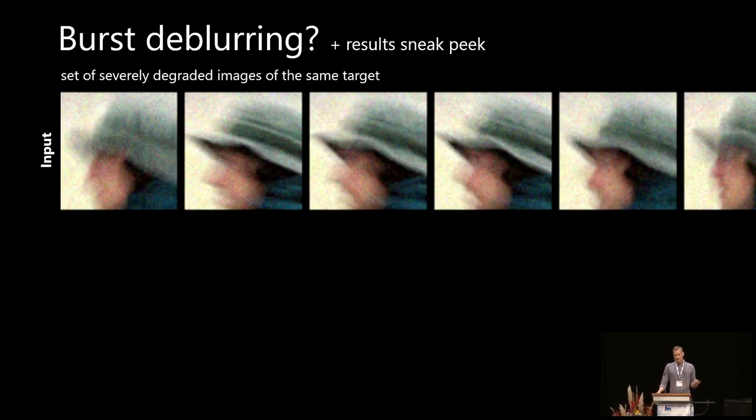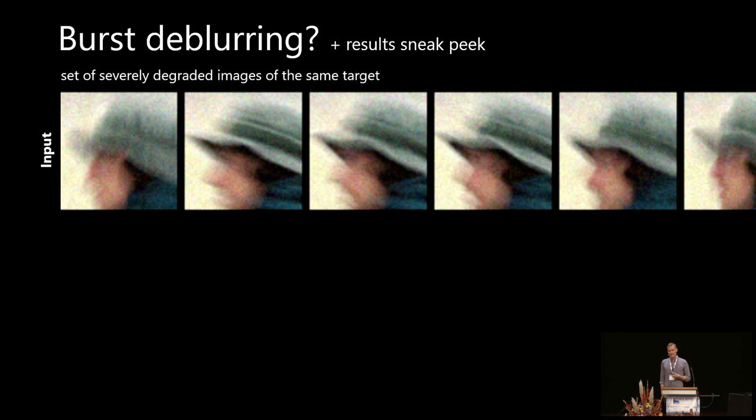To make that more concrete, in that problem we have a set of photographs, each suffering from severe camera shake and noise. As you can see, pretty much all of these images are destroyed, but they are destroyed in different ways, so each one still carries complementary cues about what's in the sharp image. And the question is, can we now recover this image computationally?